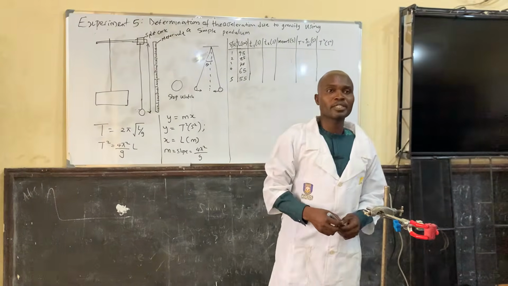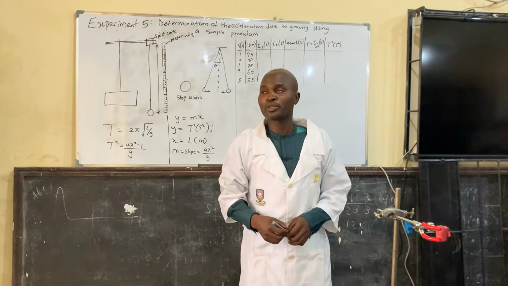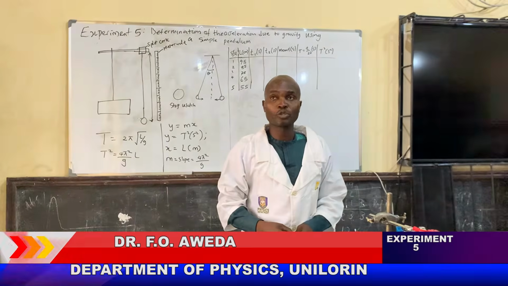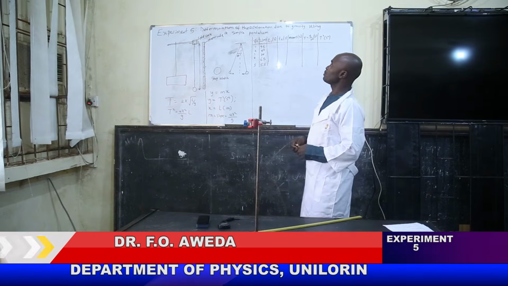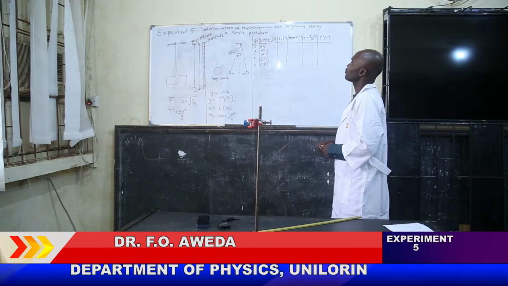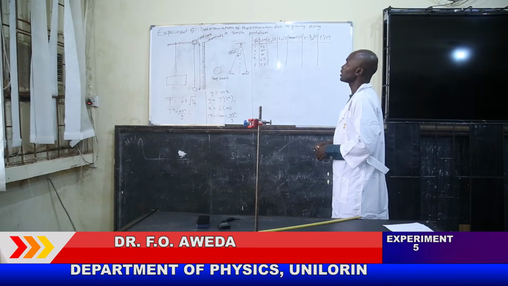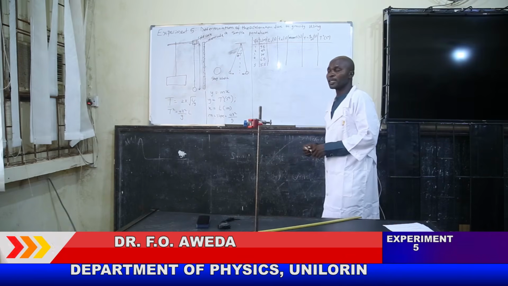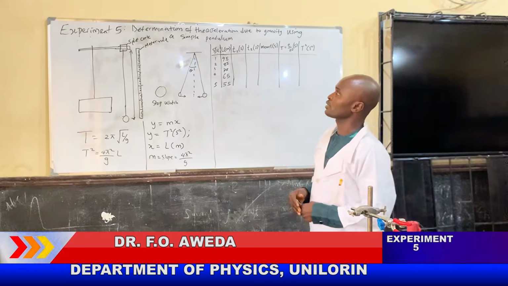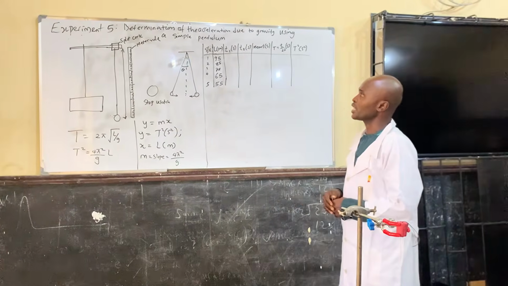Dr. Francis O. Aweda. I'm to demonstrate experiment 5 for you, and the title of the experiment is Determination of the Acceleration Due to Gravity Using a Simple Pendulum. The aim of the experiment is as shown also as a title.